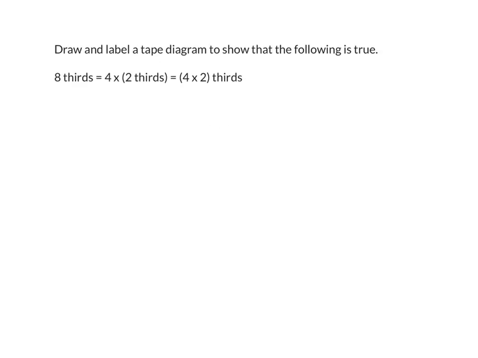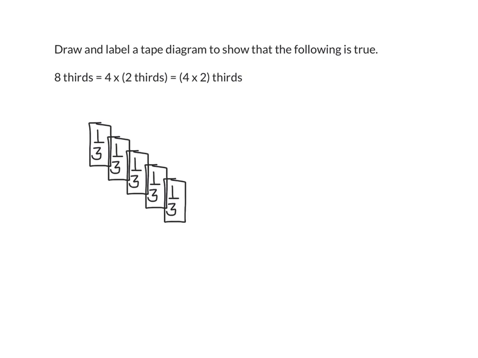First, write down what you see. 8 thirds equals 4 times, in parentheses, 2 thirds. And then in parentheses, 4 times 2 thirds. You'll see we're using the associative property here. So if I have 8 thirds, how do I draw that? Well, I have to draw 1/3, right? And then how many of those do I want? 8. Okay, so you draw them out, but I have this cool tool called duplicate.